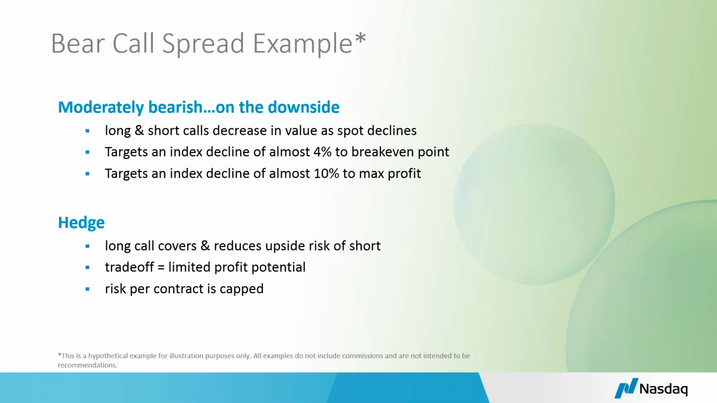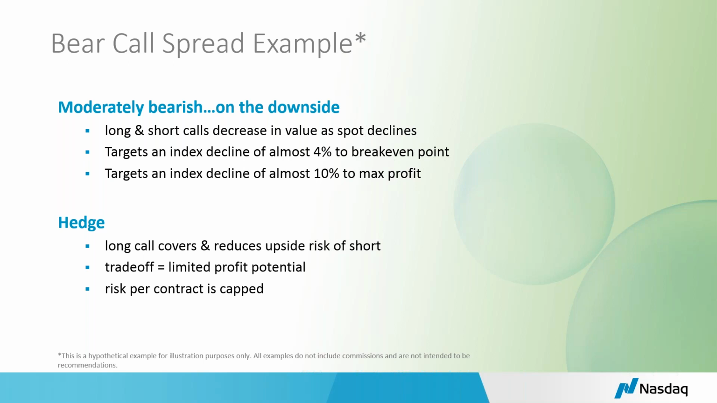Now, we initially said that we're looking for maybe a 15% break in the market between now and the end of the year. And we know that as the market goes down, both the long and short calls will decrease in value as the spot index declines. But the interesting part here is that when you put on this hypothetical trade at an index level of 1430, the break-even price for the index decline is about 4%.